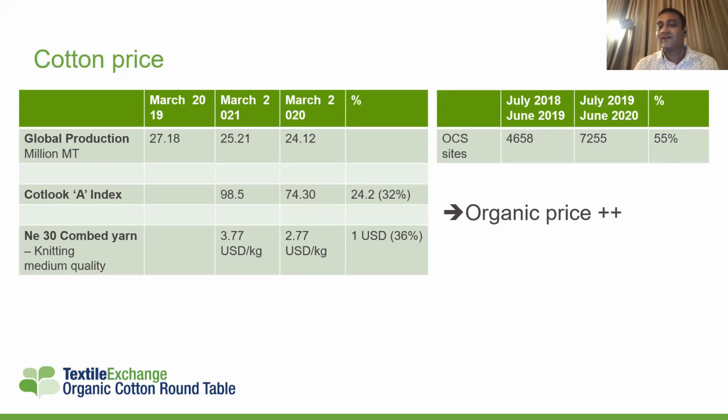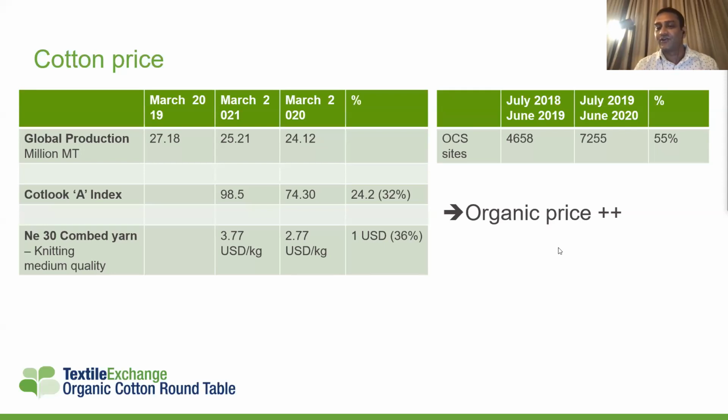At the same time, what we have explained right now is that demand has a limitation, supply has a limitation, and they will go alongside each other. So if you see cotton price plus organic price, of course you will see a higher price on the market.